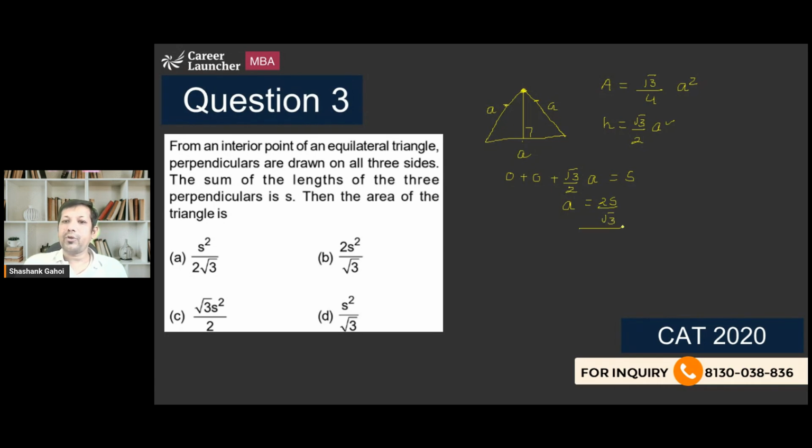Now I'm going to plug in this value over here. So the area comes out to be root 3 by 4 times A square. And what is A square? That is 4S square upon root 3 square, which is 3. So 4 cancels out, and this comes out to be S square upon root 3, and that is going to be option D. Again, if you are not very convinced with this, you can assume that the point is the median point, and then calculate the sum of the perpendiculars. Eventually, your answer is going to be the same. So don't worry much about it.